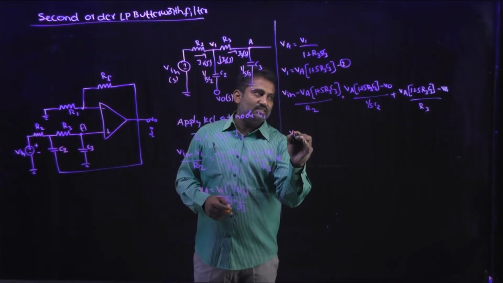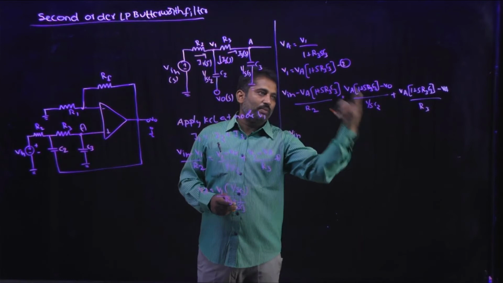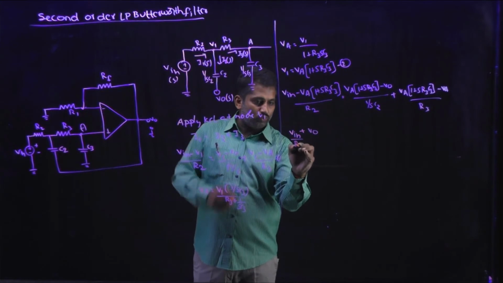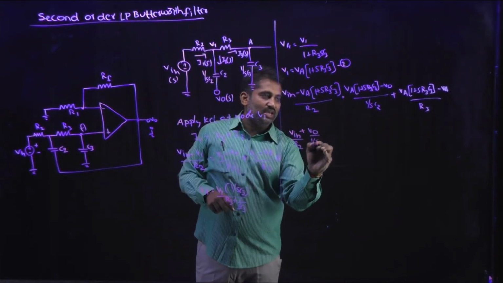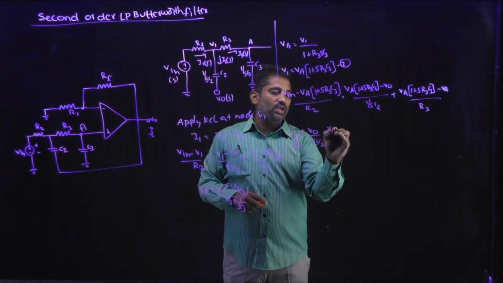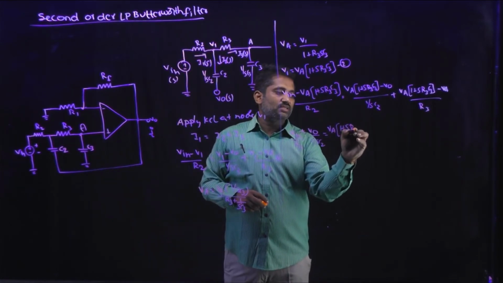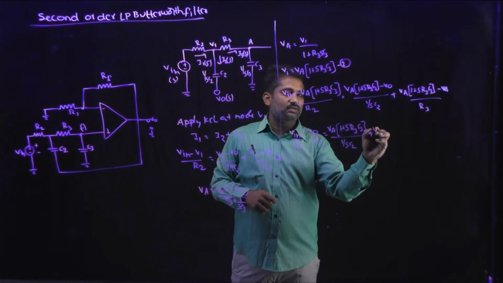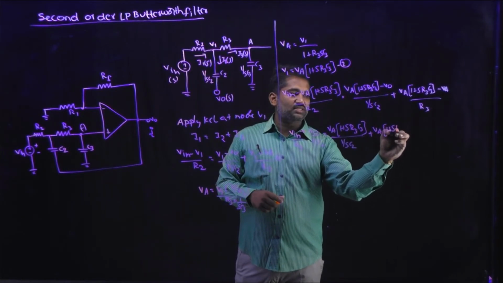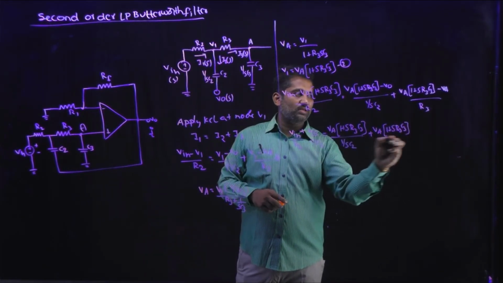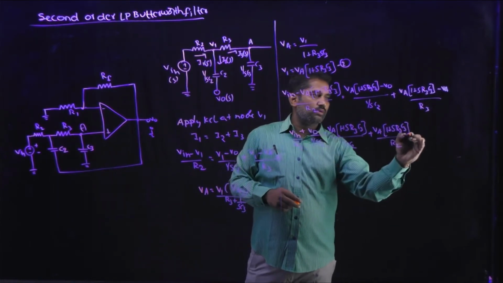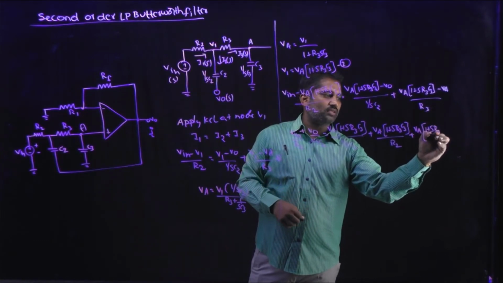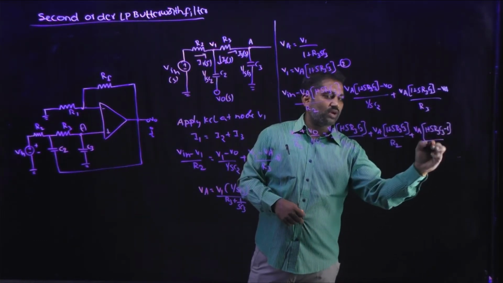Now what you want to do is write the VA terms on one side and the remaining terms on the other side. Then you will get Vin divided by R2 plus V0 divided by 1/(S C2) equal to VA into (1 plus S R3 C3) divided by 1/(S C2), plus VA into (1 plus S R3 C3) divided by R2, and then plus, taking VA as common, (1 plus S R3 C3 minus 1) divided by R3.